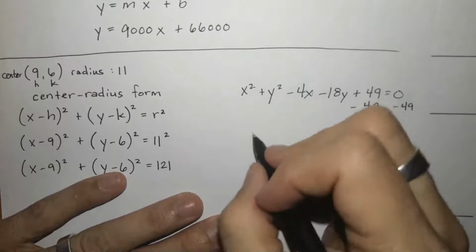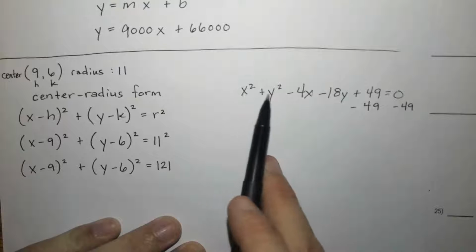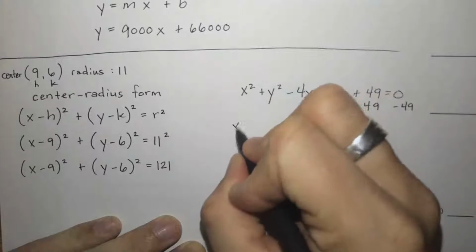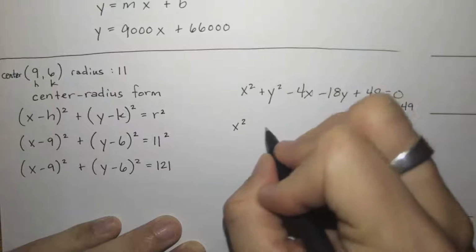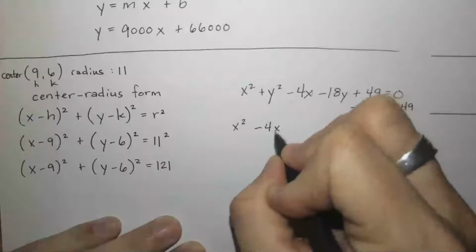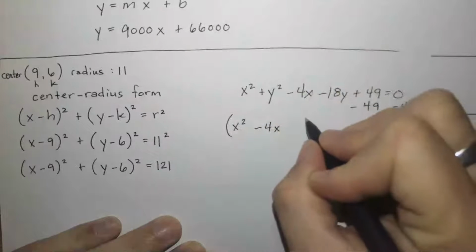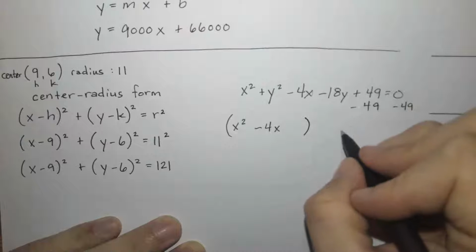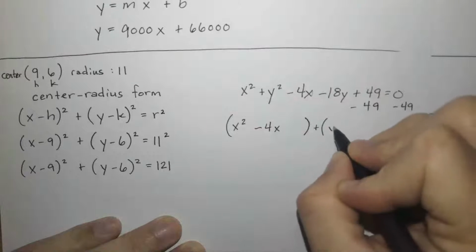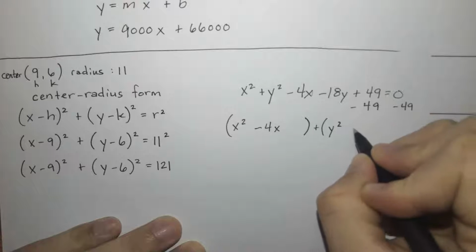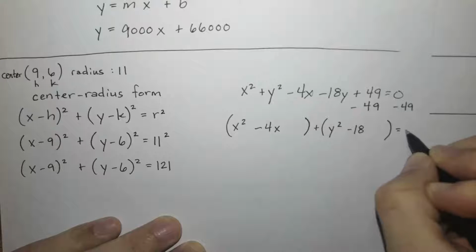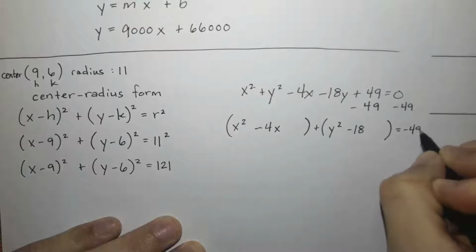Okay. Now I'm going to clear out room because we're going to have to take this and pair it up with our x's and y's together. So I'm going to do x squared minus 4x. And then we're going to get something else right here. And then we're going to go to y squared minus 18y. We're going to get something else right there, and this is going to equal negative 49.